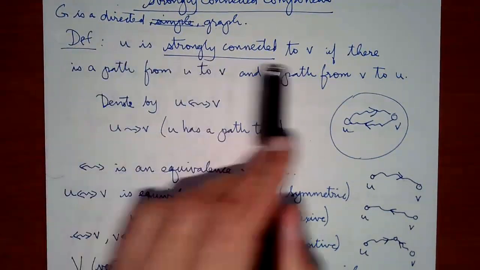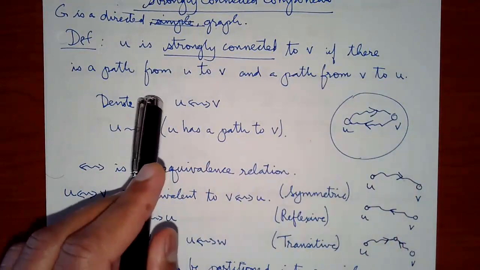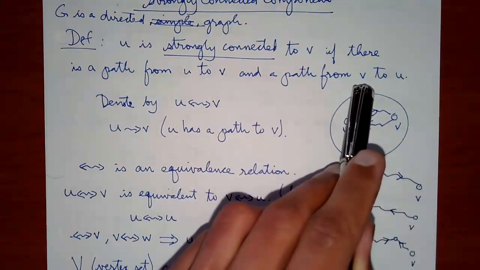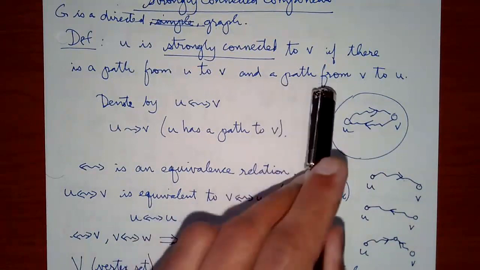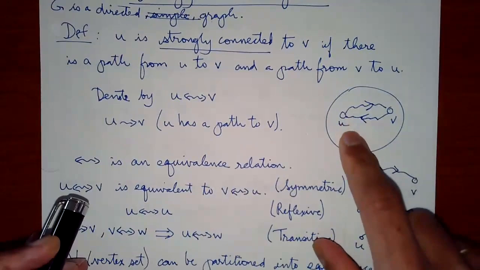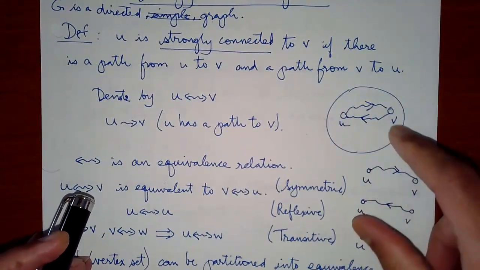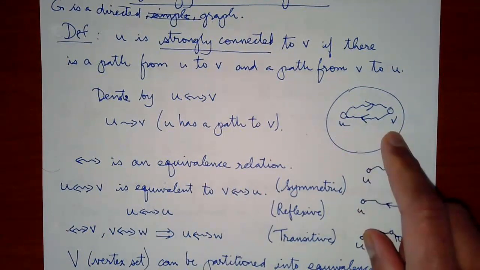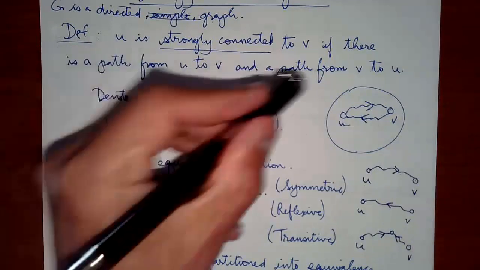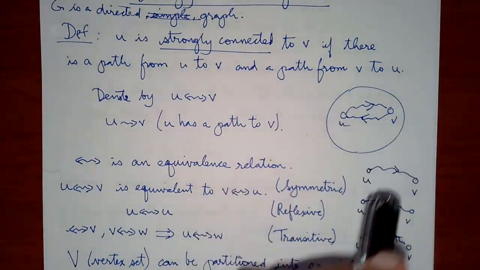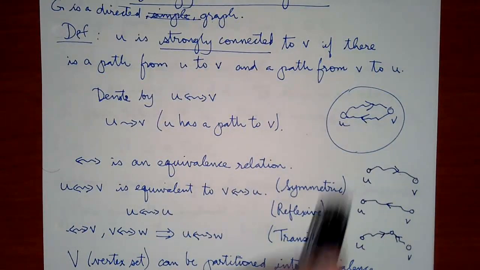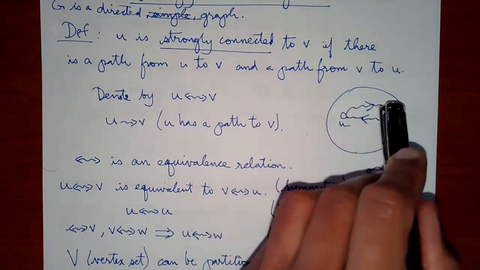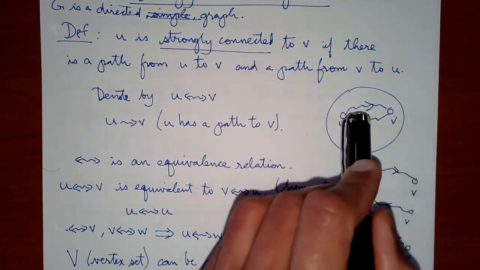So u is strongly connected to v if there is a path from u to v and a path from v to u, which means you can go from u to v and you can go from v to u. So you can think of that as a cycle that connects u and v. So when u and v are strongly connected, there is a cycle that goes through u and v, right? Because you can start from u, follow the path to v, and then come back to u.